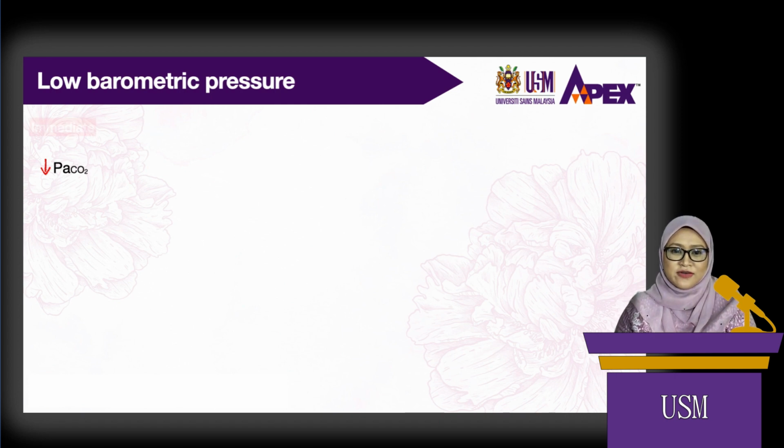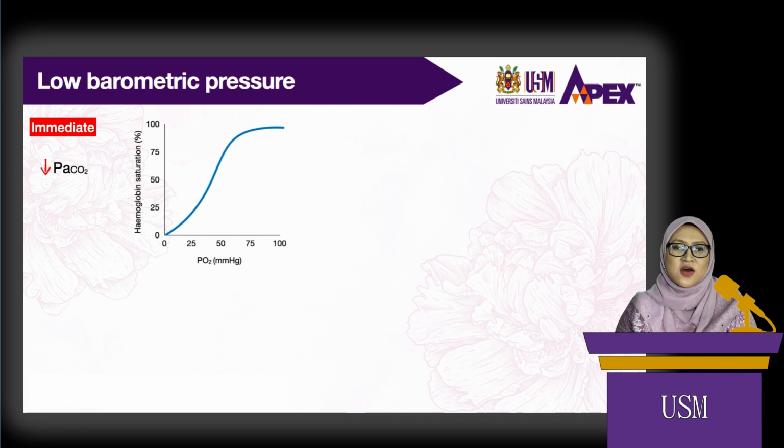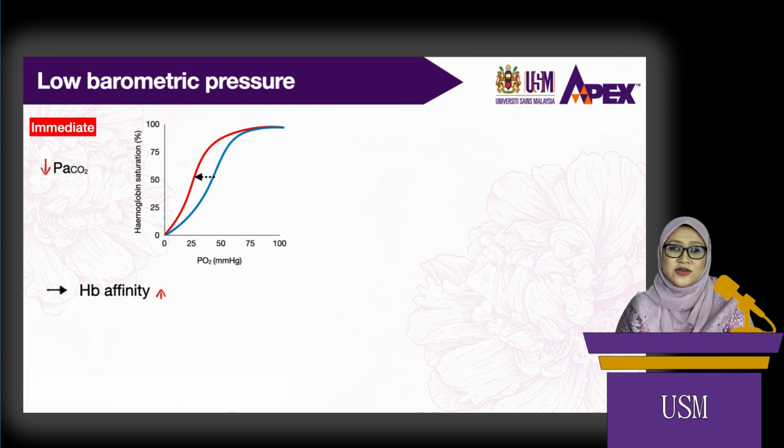its immediate effect is it will shift the oxygen hemoglobin dissociation curve to the left. If you need help on oxygen hemoglobin dissociation curve, please check out the video on oxygen transport. When the curve is shifted to the left, the affinity of hemoglobin for oxygen is increased. So hemoglobin can pick up oxygen easier in the lungs.